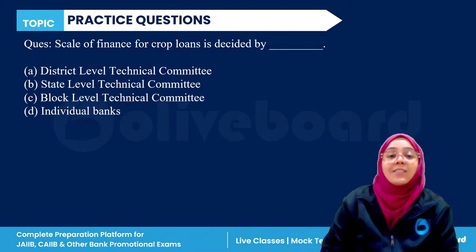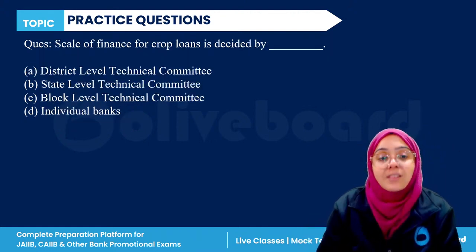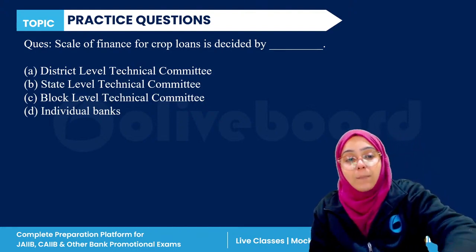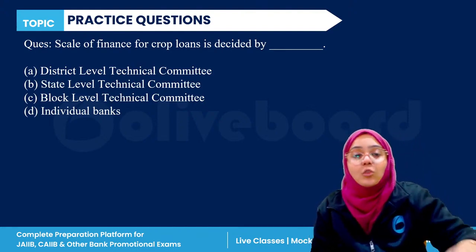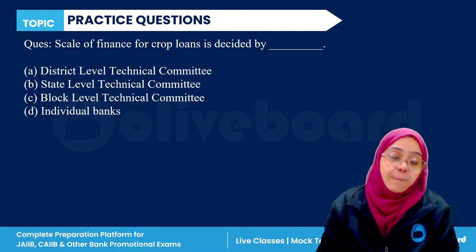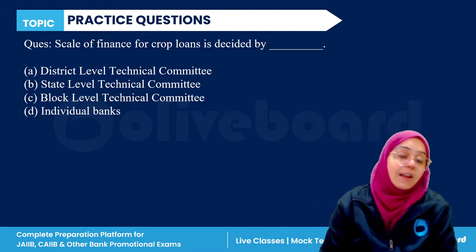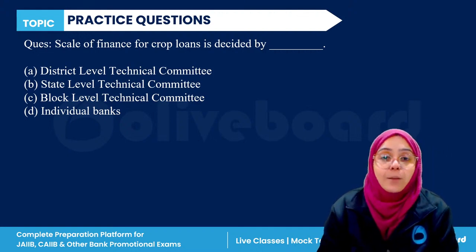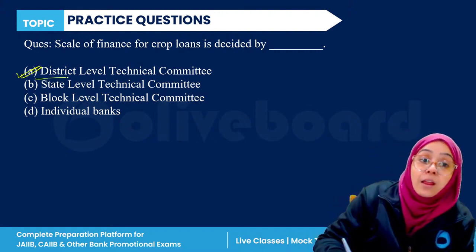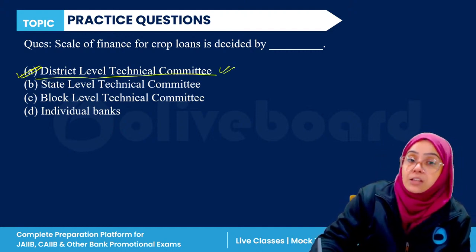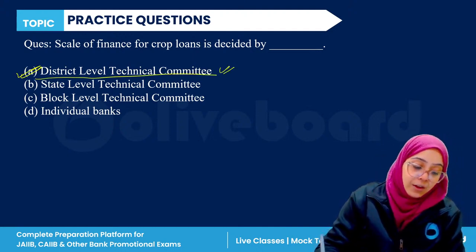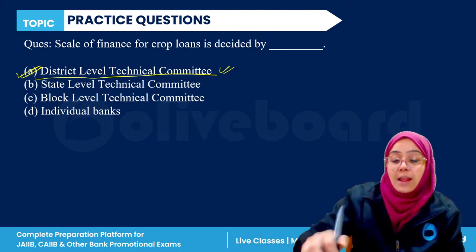Next question. Scale of finance for crop loan is decided by district, state, block, or individual bank. Everyone, please answer this question. If we talk about scale of finance, it is decided by the district level technical committee. District level, yes, Sanjay. Yes, Hema. Good. So it is actually A, right?